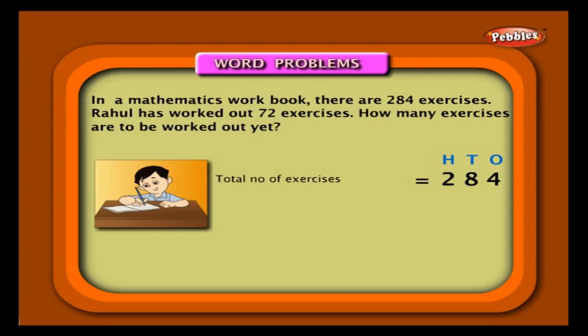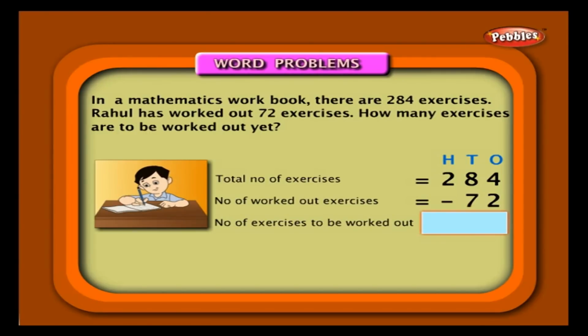The total number of exercises is equal to 284. The number of worked out exercises is equal to 72. To find the number of exercises to be worked out, we should follow the following steps. Subtract ones column. 4 minus 2 is equal to 2. Write 2 below the ones column.